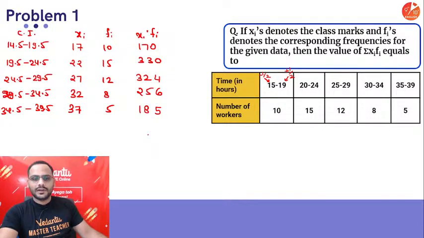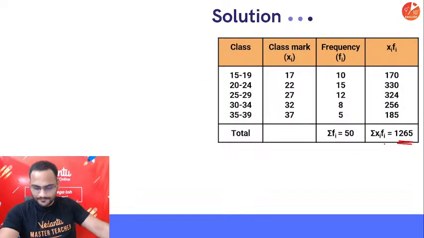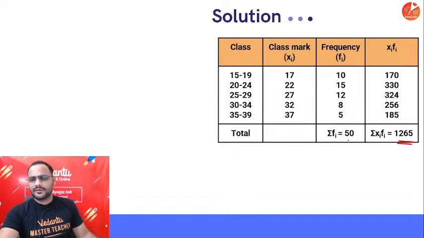And summation, so add all of them. If you add all of them, you are getting 1265. 1265 will be your answer. Simple. Sum of fixi. And here sum of frequency is 50.